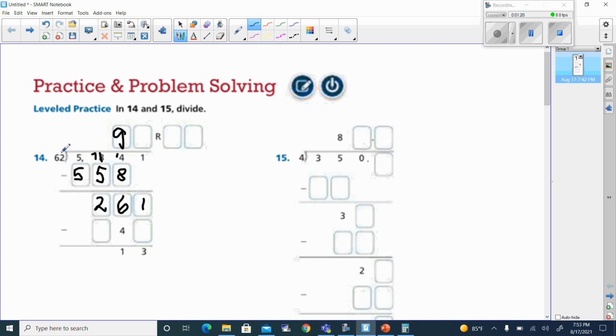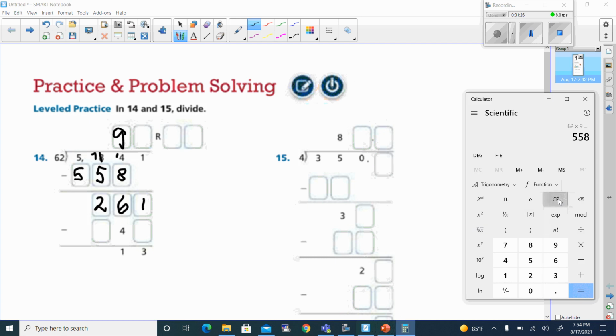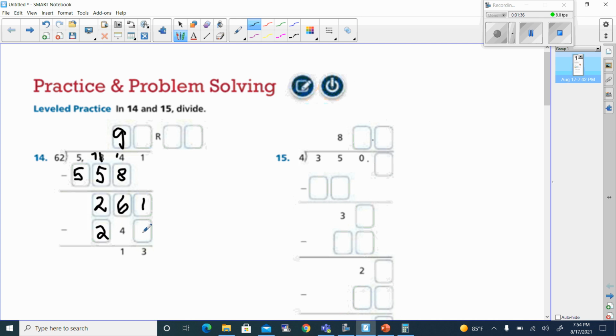62 goes into 248 4 times. So I'm going to go 62 times 4 and see if that'll work. 62 times 4 gives us 248, and that's perfect. So that means it's going to be a 4 here. And our remainder is going to be 13. Remainder 13. All right, pretty easy division.